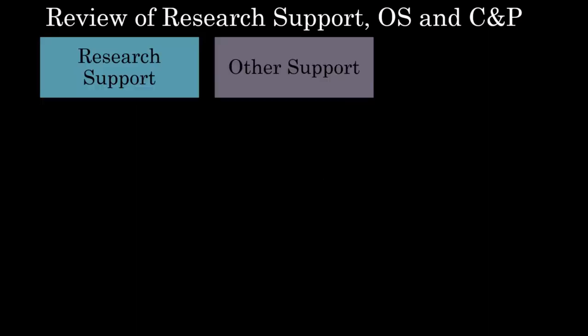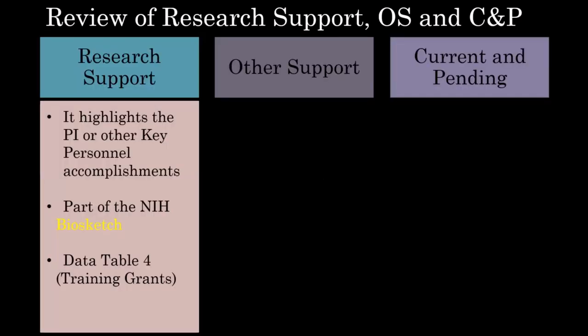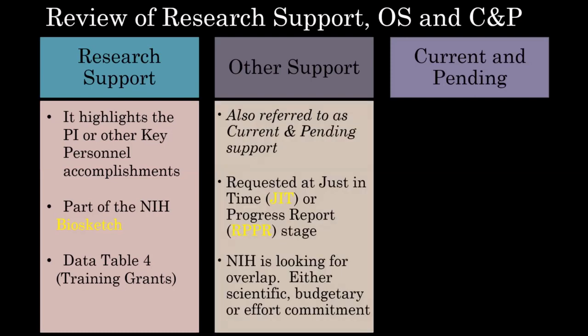So just to wrap up what we've talked about today, because we've talked about a lot of different stuff here. We've talked about NIH Biosketches, NSF Biosketches, other support, ORCID, SciENcv, and foreign components. Big chunk of stuff to learn today. So let's just wrap it up and talk about what the big key differences are with research support, other support, and current and pending. So remember, research support is on your Biosketch, and that's going to highlight the accomplishments of your PI or your other key personnel.